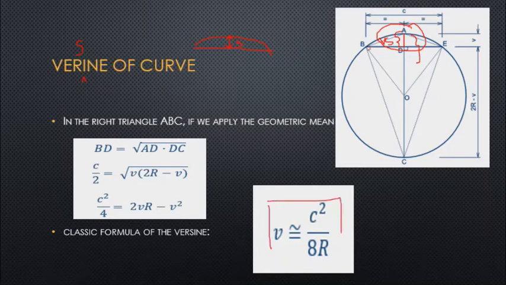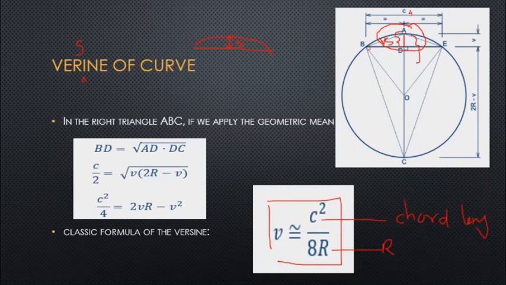V is equal to C square divided by 8R, where R is the radius of the curvature and C is the chord length. You can see the chord BE here, right? The chord BE, and its length is C.